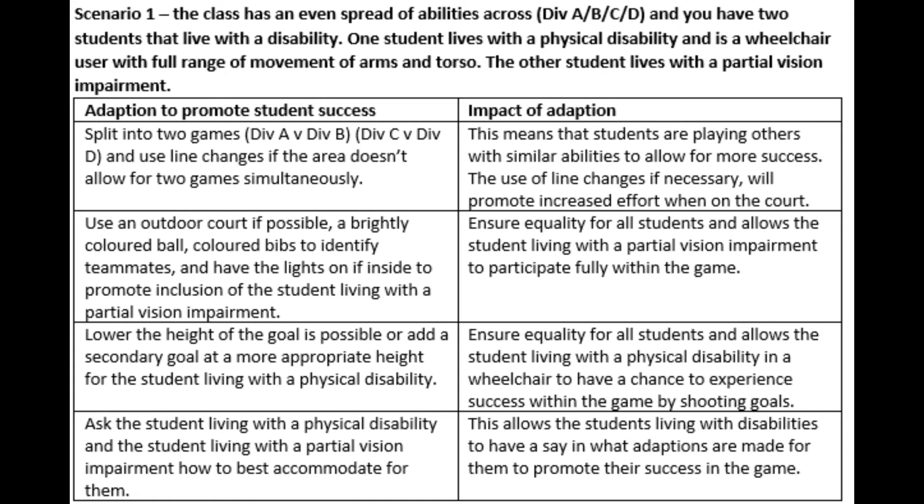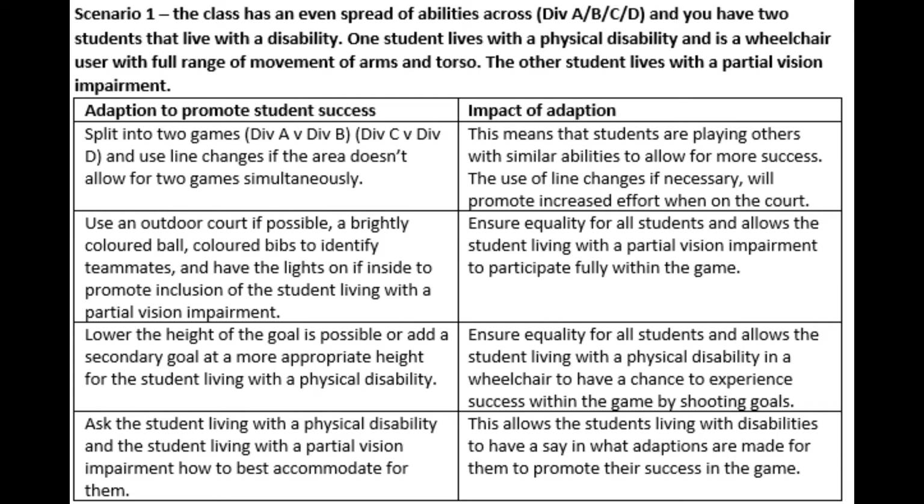The second adaptation is to use an outdoor court, a brightly coloured ball and coloured bibs, as well as having the lights on if inside. The impact of this will be on the student living with a partial vision impairment, as it allows for them to experience equity and participate fully in the game.